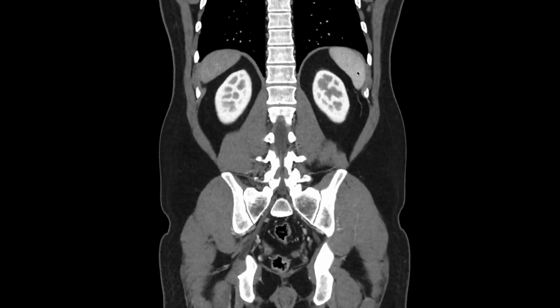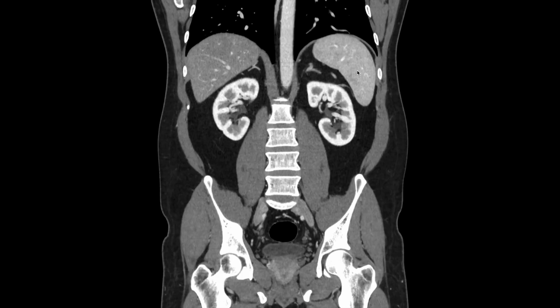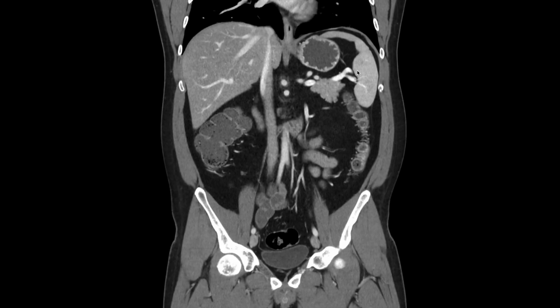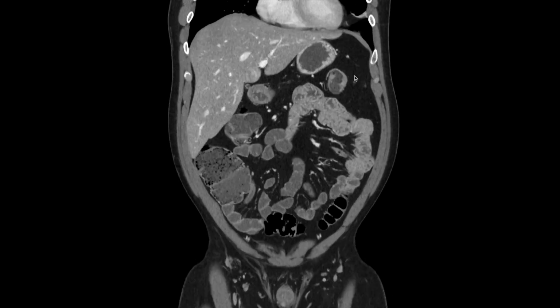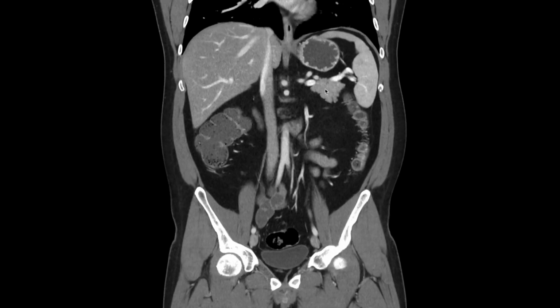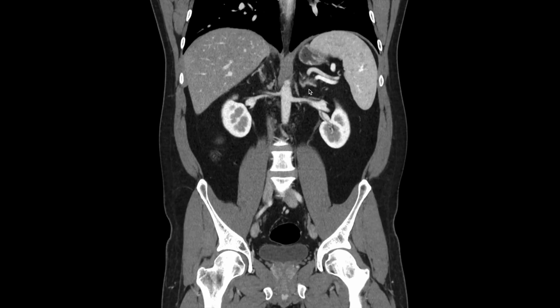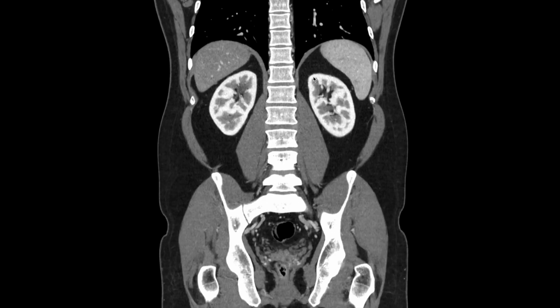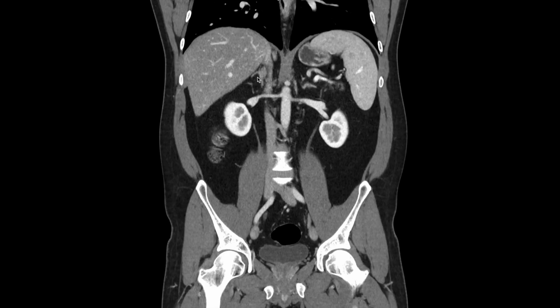Next I review the spleen, and I look at the splenic size, enhancement, and for any lesions. The left adrenal gland and the right adrenal gland.